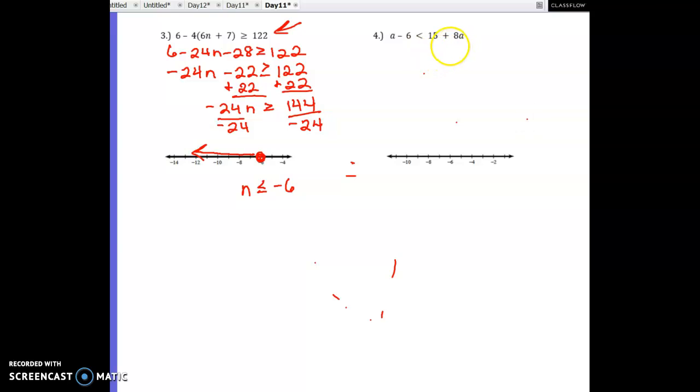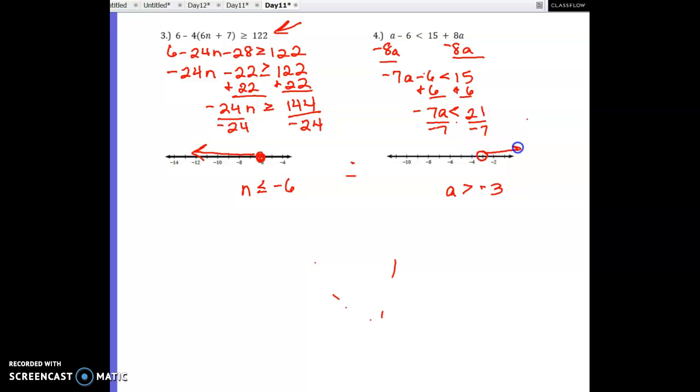So I'm going to subtract 8a from both sides, and when I do that, I get a minus 8a is negative 7a, minus 6 is less than 15. I add 6 to both sides. Negative 7a is less than 21. And then again, now I'm dividing by a negative, so I've got to flip the sign. A is going to be greater than negative 3. So I go to negative 3 on the number line. It's an open circle, and it's greater than, so it's going to go to the right.